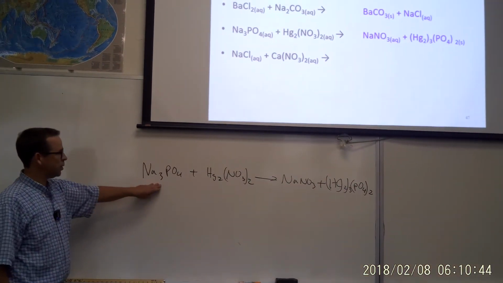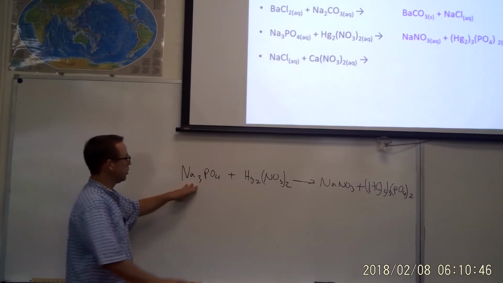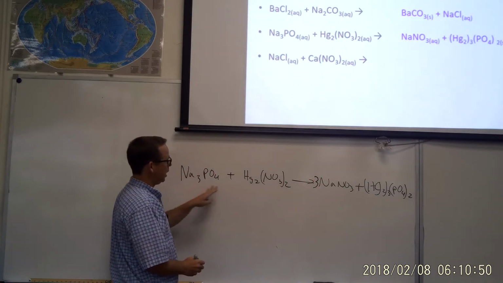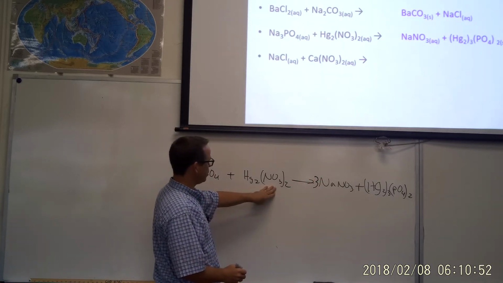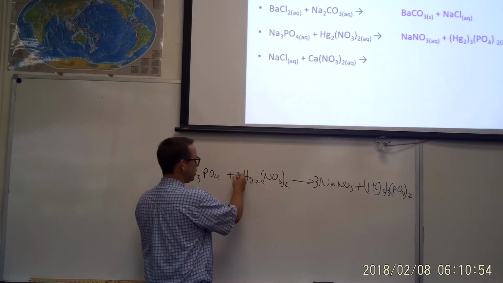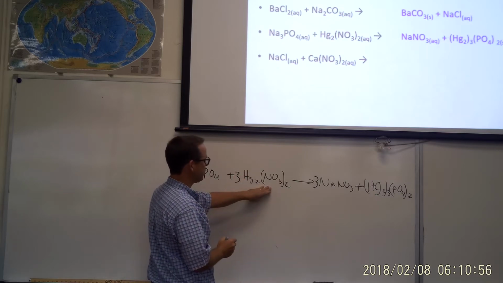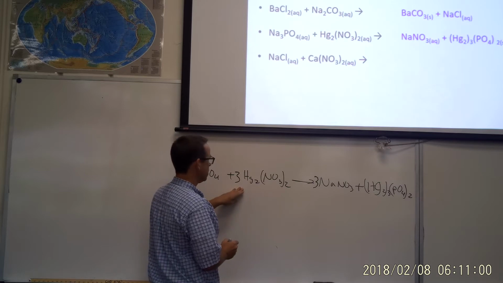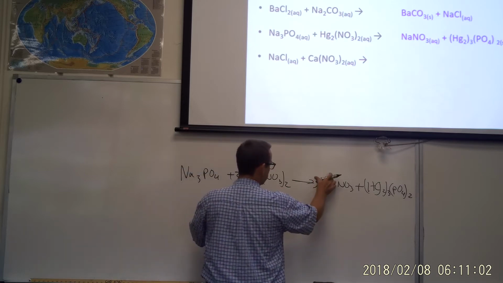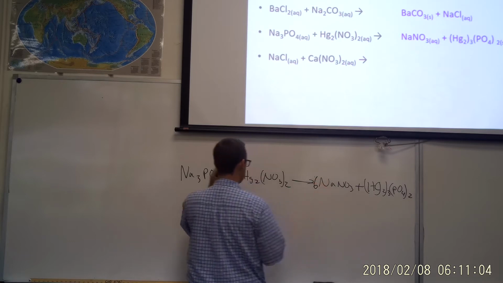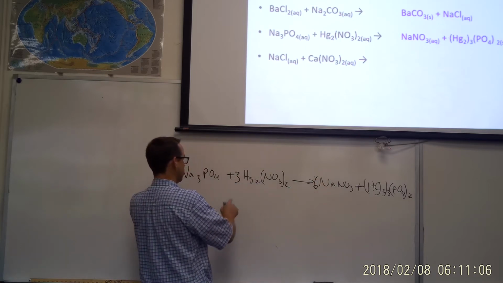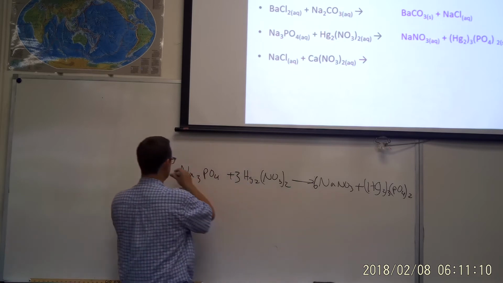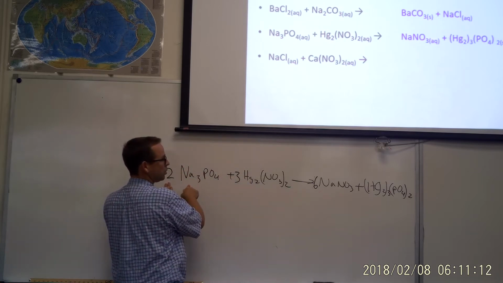Looks like I need 3 of these over on the right here. And I have 2 of these, so am I going to need a 3 here too? 3 times 2 is 6. So am I going to need 6 of those? So now I have 6 nitrates, 6 nitrates.